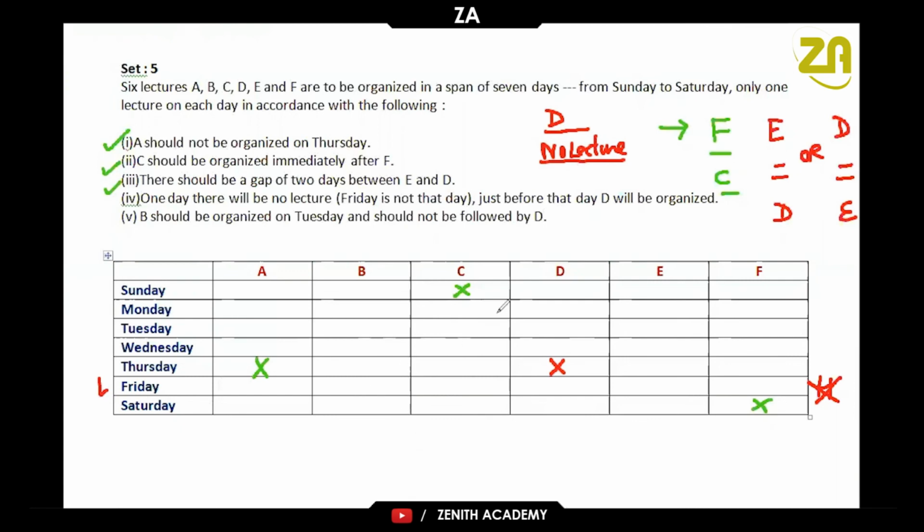And Sunday can never be a no lecture day. Means if Sunday is a holiday, then lecture D should be before the holiday, means before Sunday, means before starting the program. It is not a desirable case. So what is it? It means Sunday is a lecture day. Correct? Sunday is a lecture day.